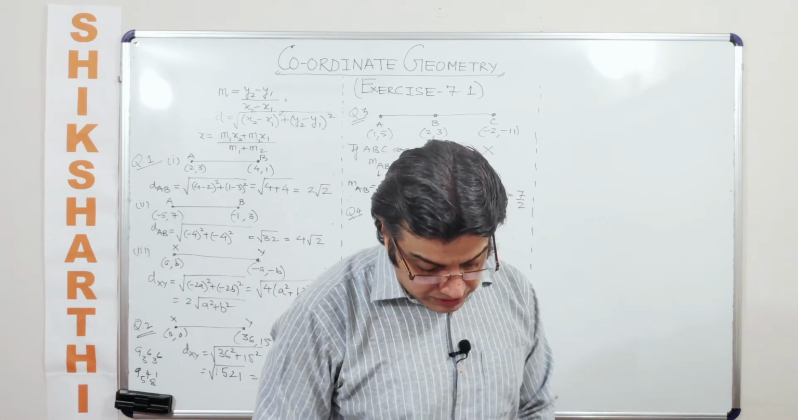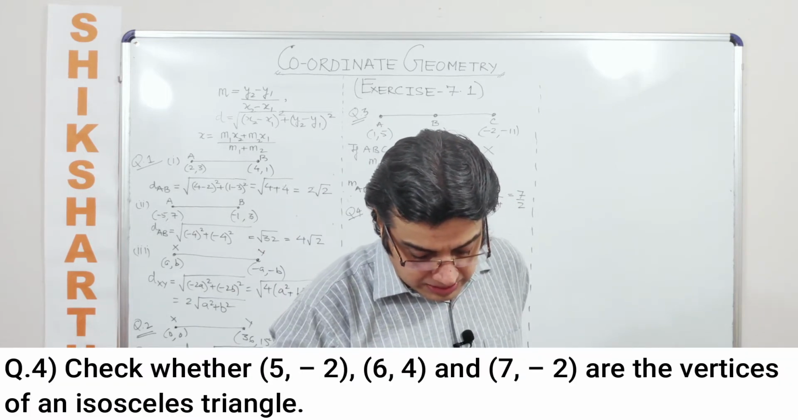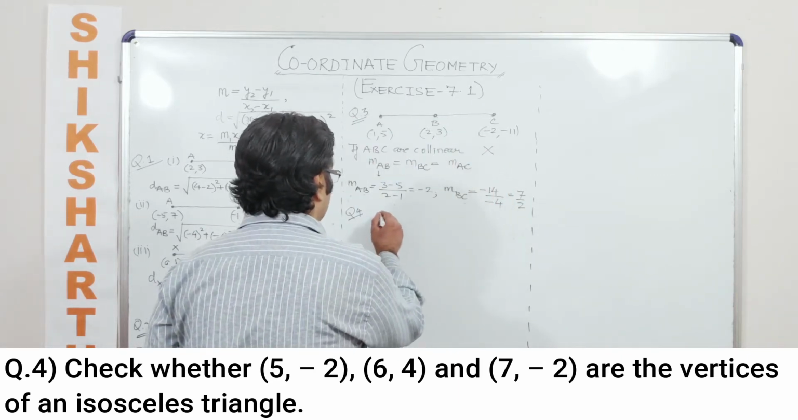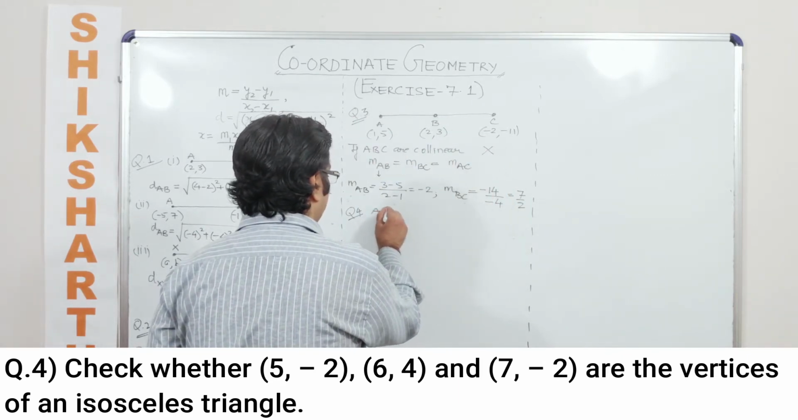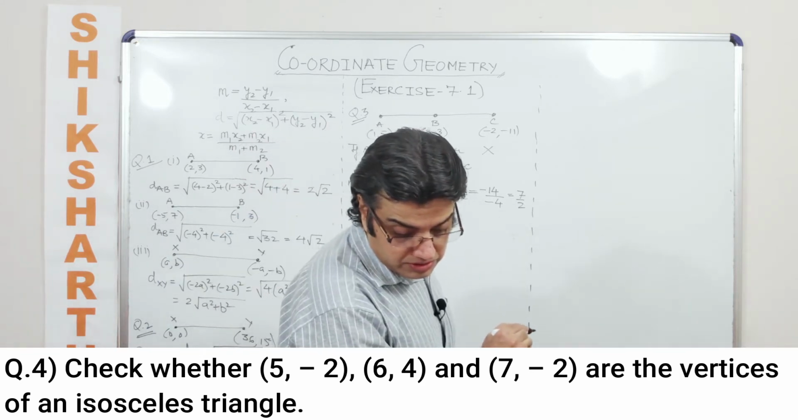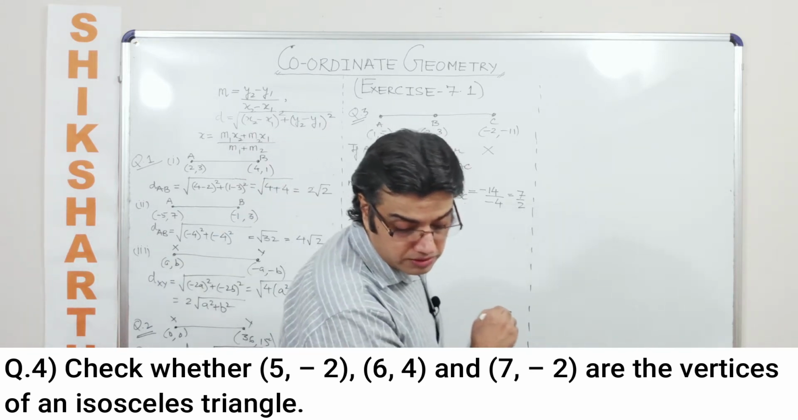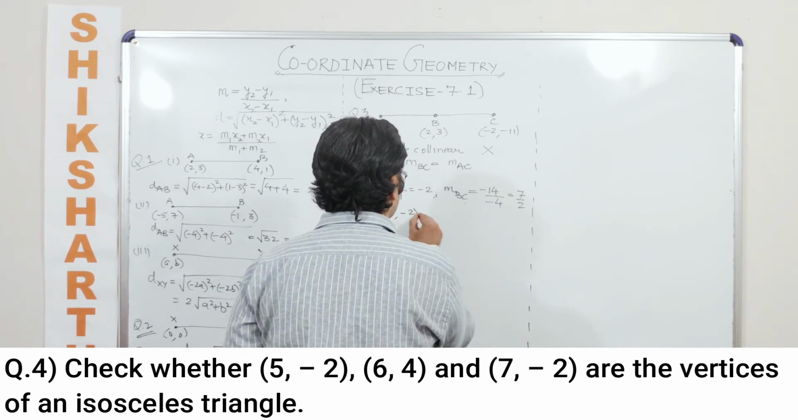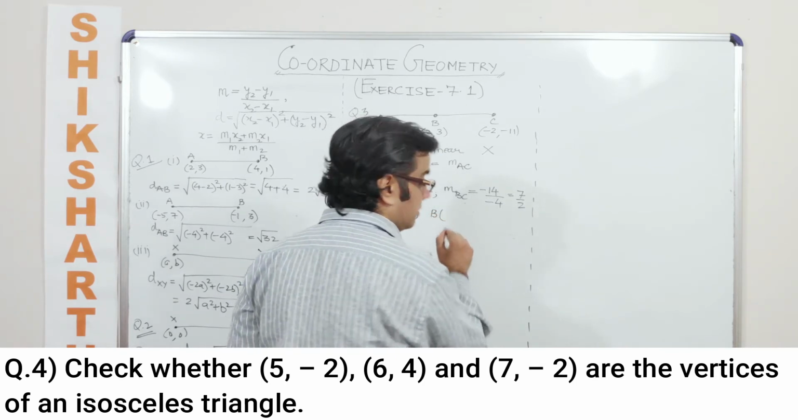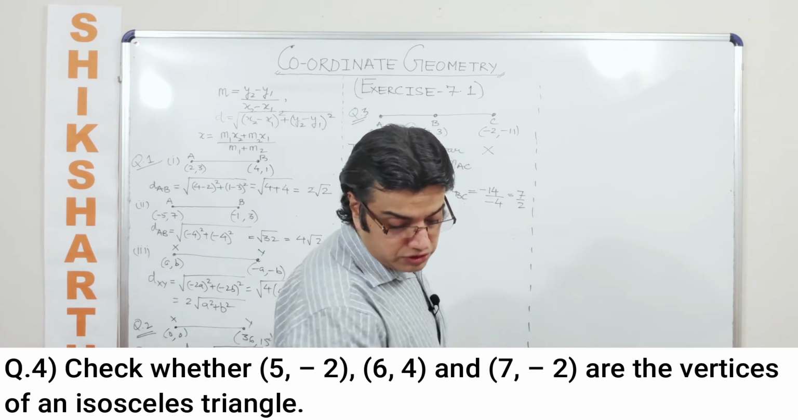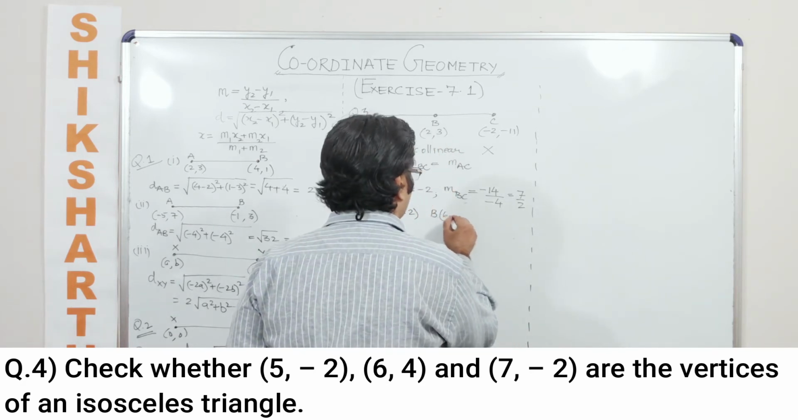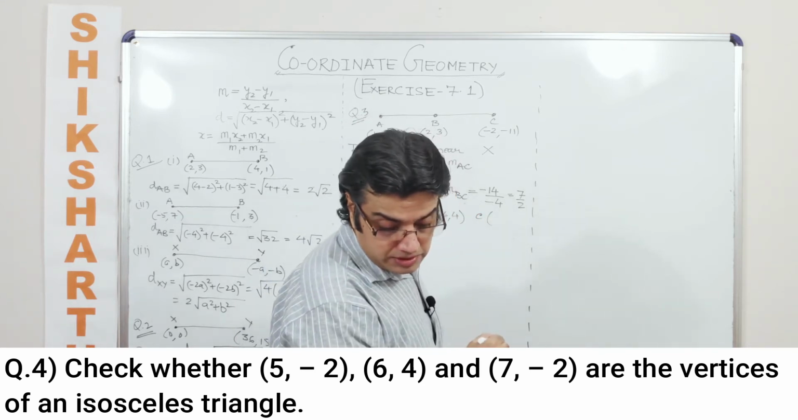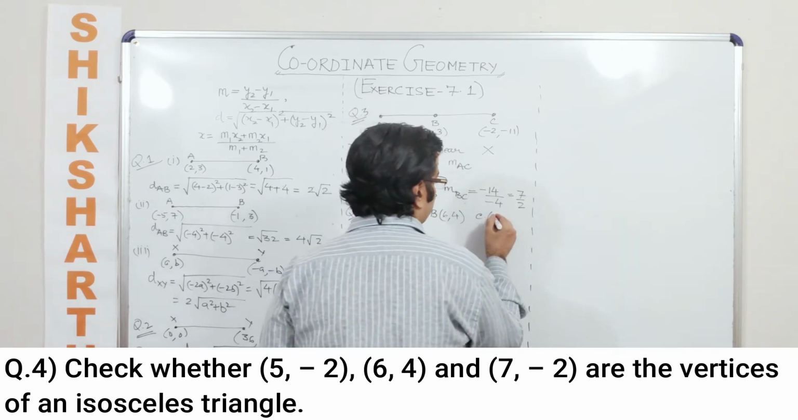Question number 4 says, check whether these vertices are the vertices of an isosceles triangle. So let's take the vertices as A, which is 1, 5, the other vertex, let me take it as B, which is 6, 4, and the third vertex, let me take it as C, which is 7, minus 2.